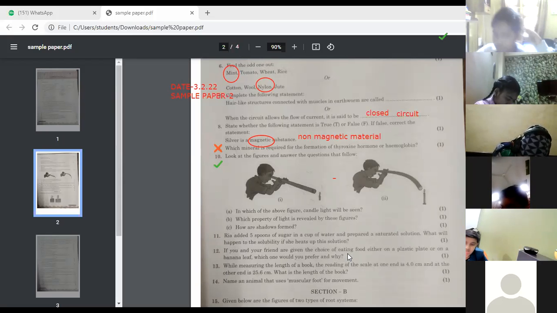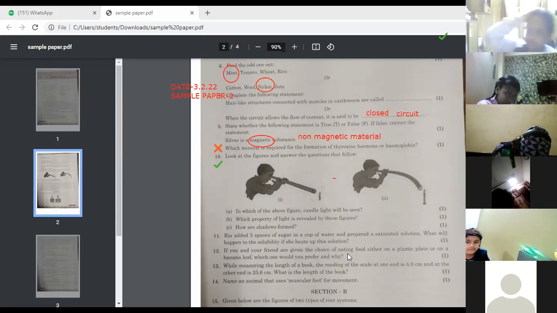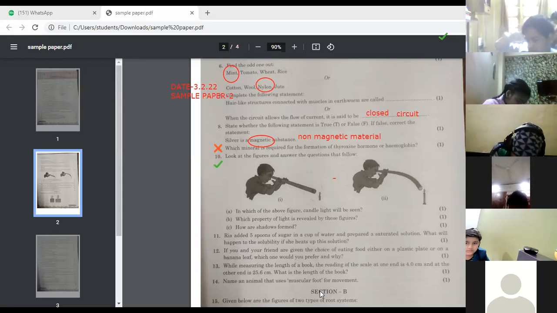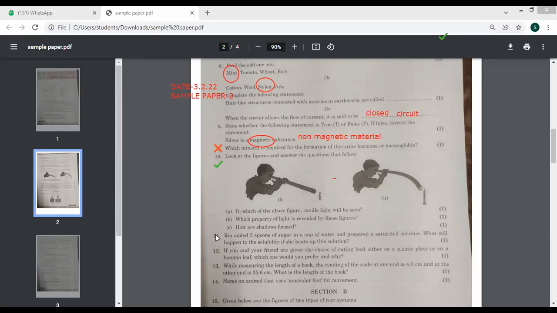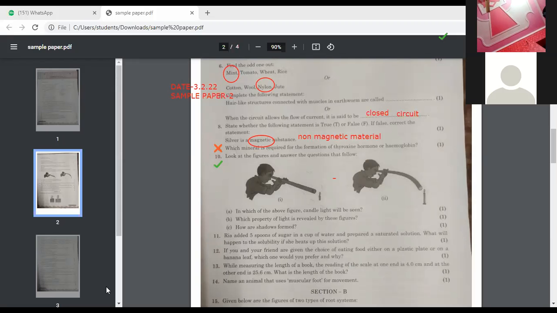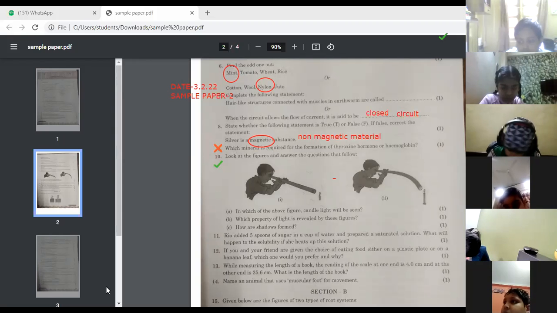Okay. Now the B part of question number 10. Arav Sharma, Adit Goel, Bhuvi, Kavya, switch on your cameras and unmute. Which property of light is revealed by these figures? You are able to see these figures? So tell me the property of light.